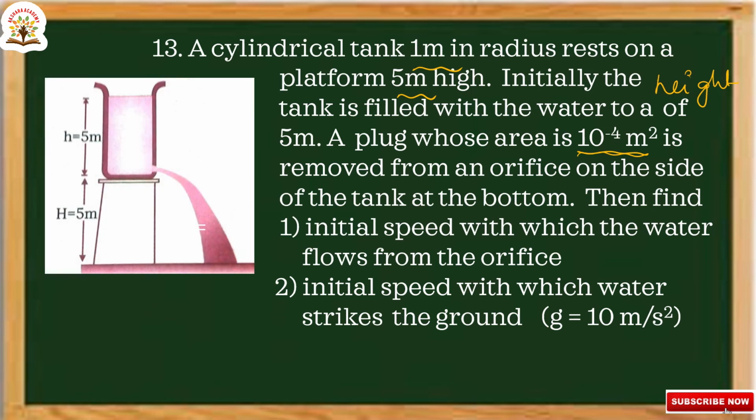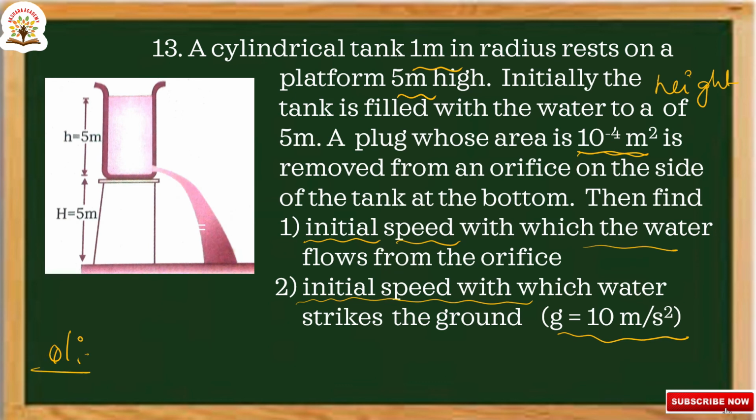Here this is the cylindrical tank of 1 meter radius and height 5 meters, and a plug whose area is 10 to the power of minus 4 meters square is removed from the orifice on the side of the tank at the bottom. Then you have to calculate the initial speed with which the water flows from the orifice, and second, the initial speed with which water strikes the ground. Here they gave g equal to 10 meters per second square. First we will calculate the initial speed with which the water flows from the orifice. Let us go to the solution.